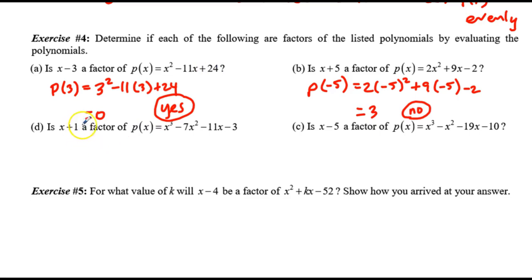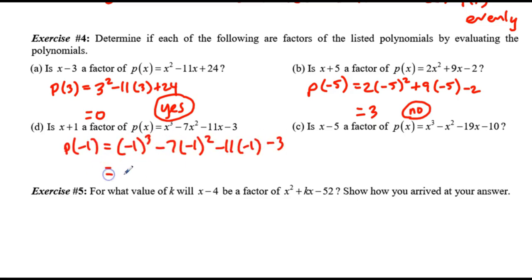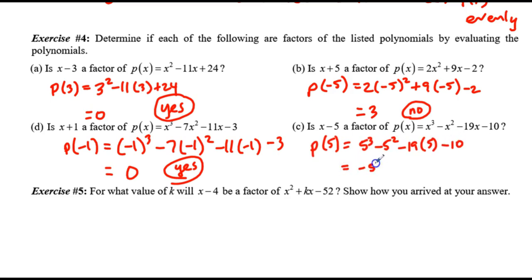Okay, finally. This one has the potential, so 1 could divide into negative 3. Let's see if in fact it does. So we're going to change this to p of negative 1 and do the math. When we work this one out, it does come out evenly, so we'd say yes. And finally, you might say, does 5 go into negative 10? Well, negative 5 go into negative 10? It could. So, again, we'll work this one out. So we'll go p of 5 and evaluate p of 5. When you evaluate that, it works out to be negative 5. So no, it does not.